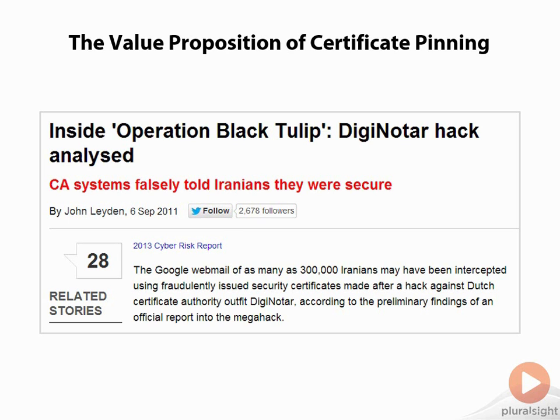The last thing I'd like to talk about before wrapping up this module, and indeed the entire course, is certificate pinning. And before I explain what certificate pinning is, I want to talk briefly about why it's useful. Let me give you a perfect example of that.